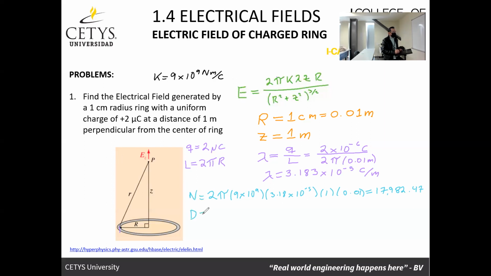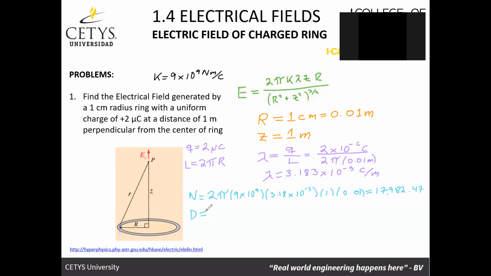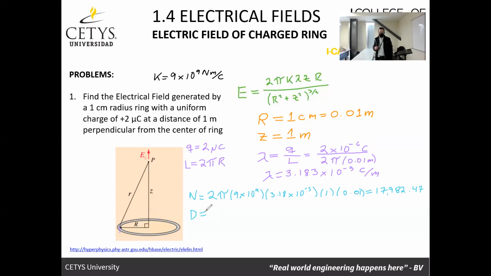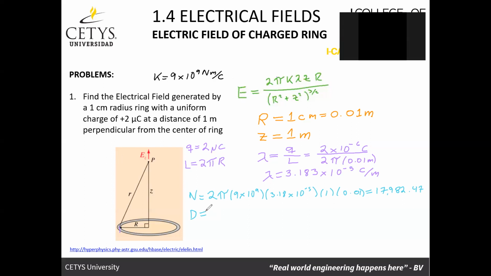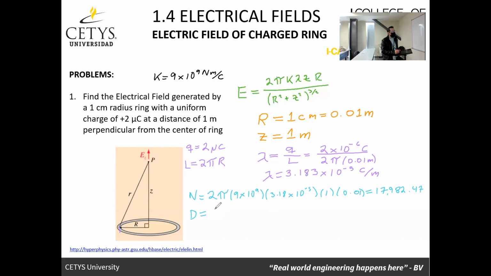Now let's look at the denominator. Professor, I also used 3 decimals. Yeah, just let's use 2 decimals for the calculations. Now let's look at the denominator. The denominator is going to be r squared, which is 0.01, plus z squared, which is 1. The square root of that elevated to the 3. Let's get that value, everybody.